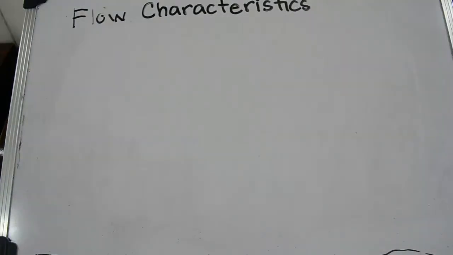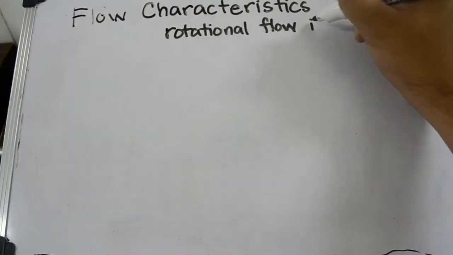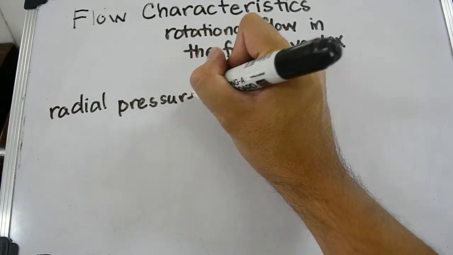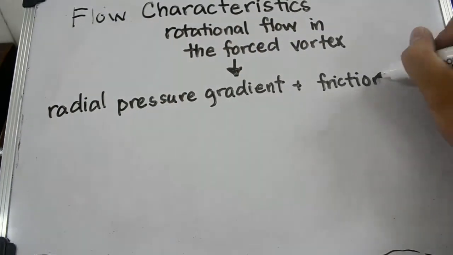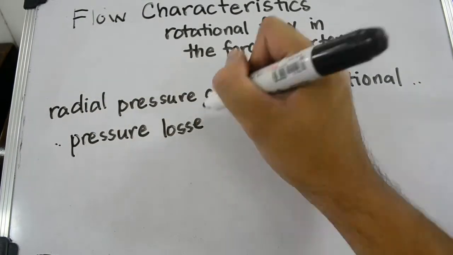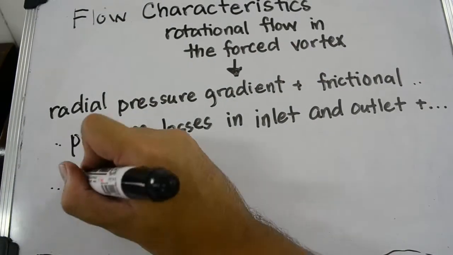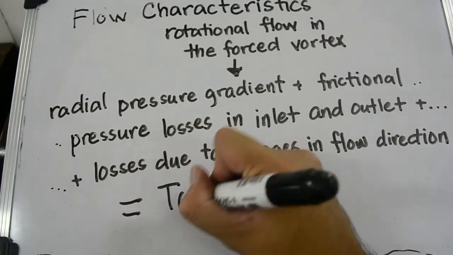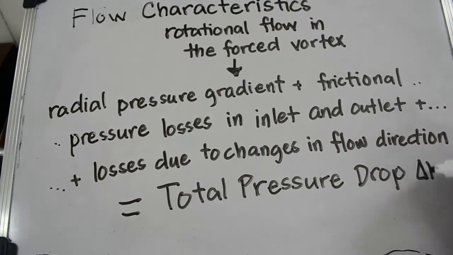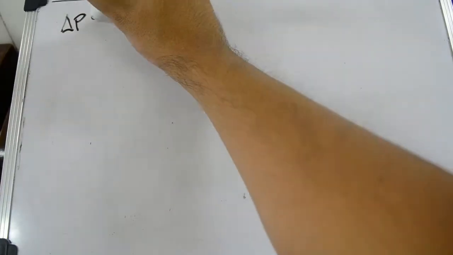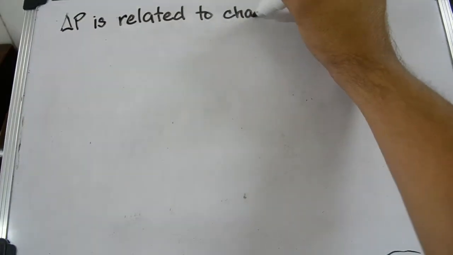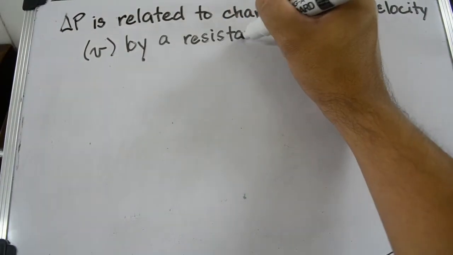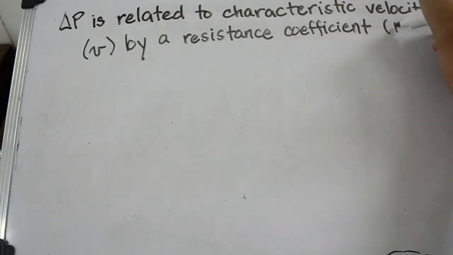Now let's proceed to the discussion of flow characteristics. The radial pressure gradient, given by the rotational flow in the forced vortex, together with the frictional pressure losses at the gas inlet and outlet, and loss due to changes in the direction of the flow, is characterized as the total pressure drop. This pressure drop, delta P, is related to a characteristic velocity V, and this relationship can be seen in a resistance coefficient, the Euler number.